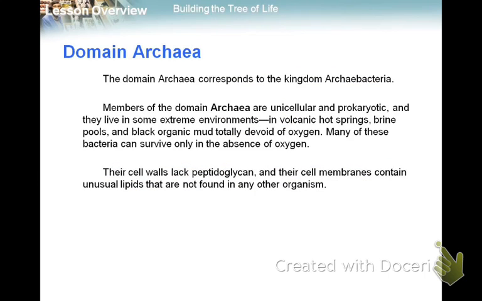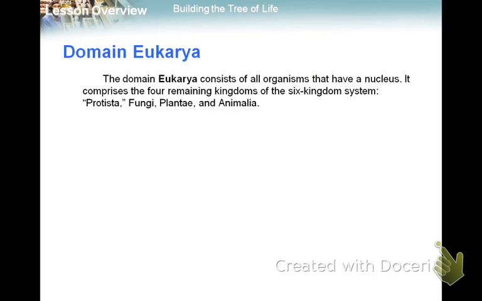Domain Archaea, the bacteria that are more closely related to us, kingdom Archaebacteria. Unicellular and prokaryotic again. And like I said, they're called extremophiles. Extreme environments. High temperature, high salt, no oxygen. Many of these bacteria, again, could be killed by oxygen. They do not have peptidoglycan in their cell walls, and their cell membranes have lipids that aren't found in any other organism.